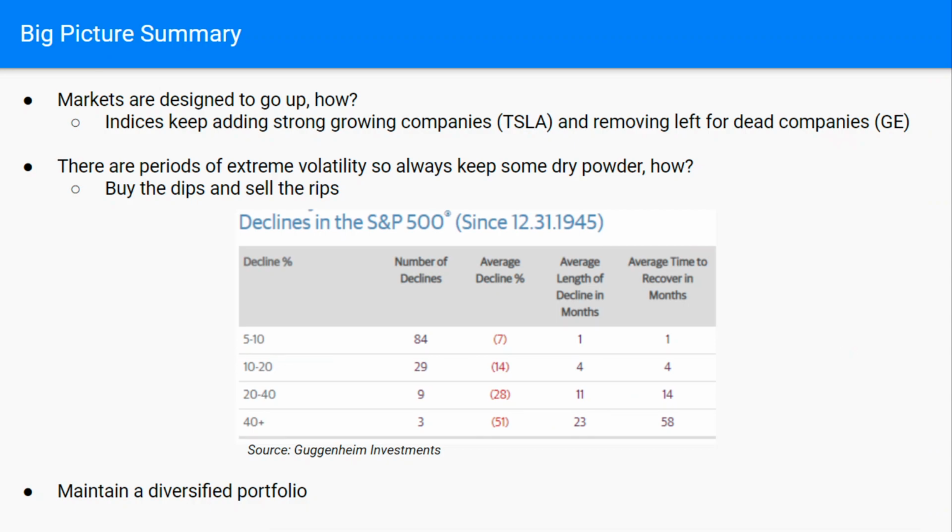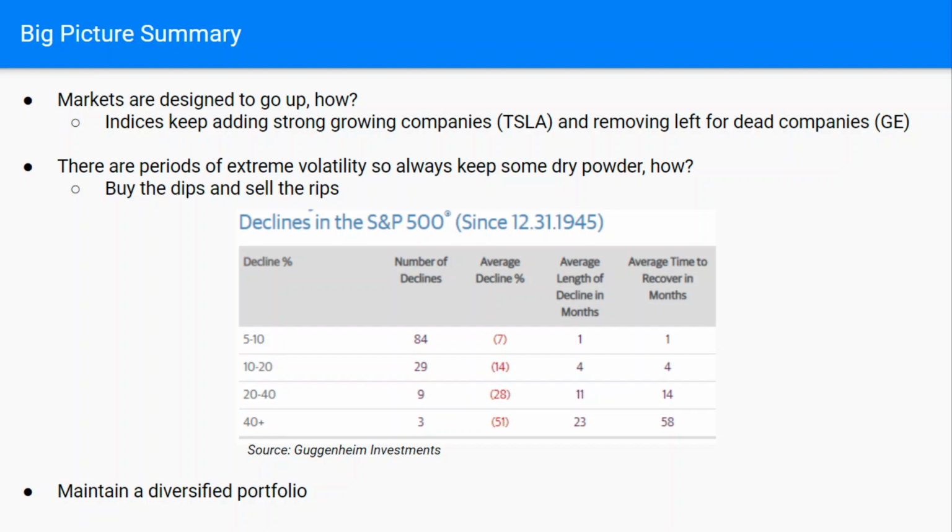Now, the summary to all of this is that markets are designed to go up. Indices will keep adding growing companies like Tesla, and they'll keep removing left-for-dead companies like General Electric, as the Dow removed GE from its index. And that's how indices keep going higher and the market keeps going higher.